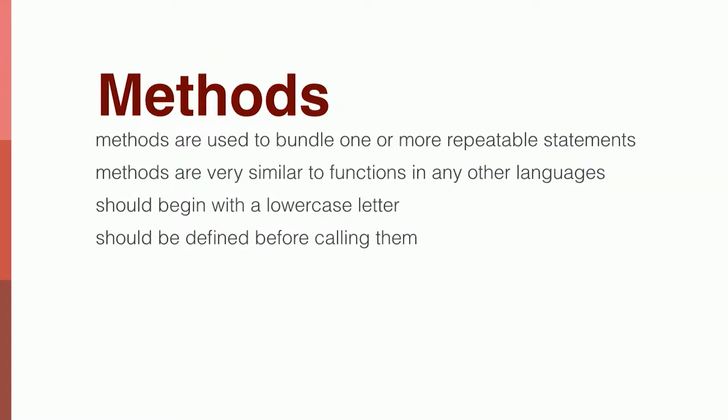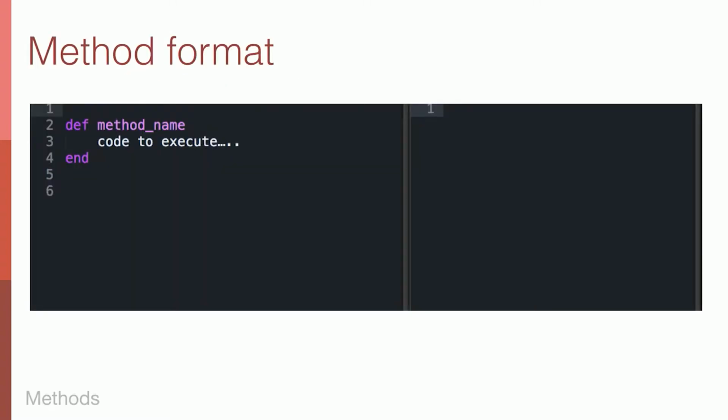Methods. Methods are just bundled code. Think of them as like a function in Python or Bash. They should begin with lowercase letters, and you have to define them before you call them. Typically you would define it higher up in the code and then call it later on. So a basic syntax looks like this, right? You use the keyword def, your method name, all of your code you want to execute on the inside, and then the end statement.